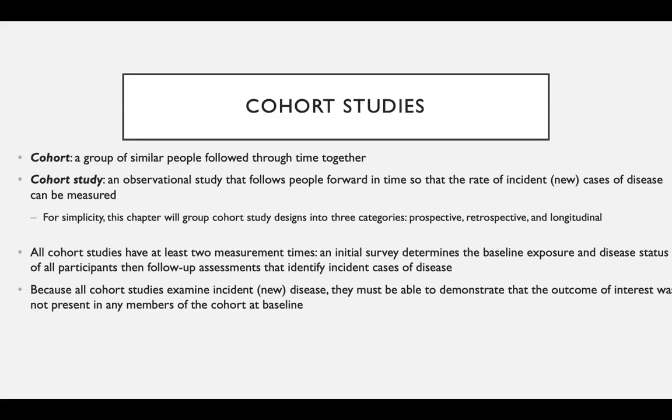Since we're looking at incidence, new cases of a disease, cohort studies must be able to demonstrate that the outcome of interest was not present in any members at baseline. That's where that baseline assessment is so important, because let's say what we're looking for is asthma, and I'm looking at these kids in kindergarten and I want to see who has asthma and who doesn't. We better really make sure when we're determining who does or does not have asthma right now that we're doing that correctly.